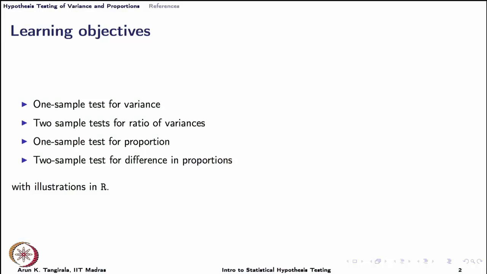By variance we mean variability. Again here, as before, we would be looking at the single population and the two population case, that is the one sample test and the two sample test. To be specific, we will begin with the one sample test for variance and then move on to the two sample test for ratio of variability, followed by the one sample test for proportion and the two sample test for difference in proportion.